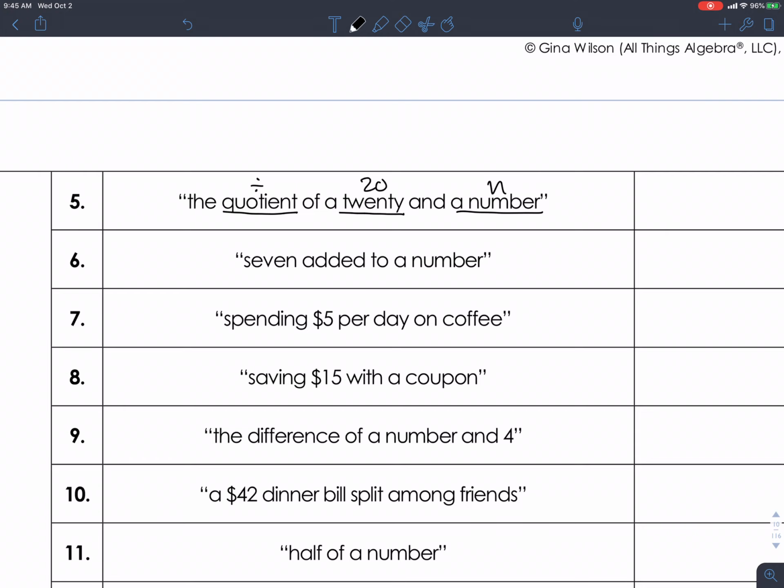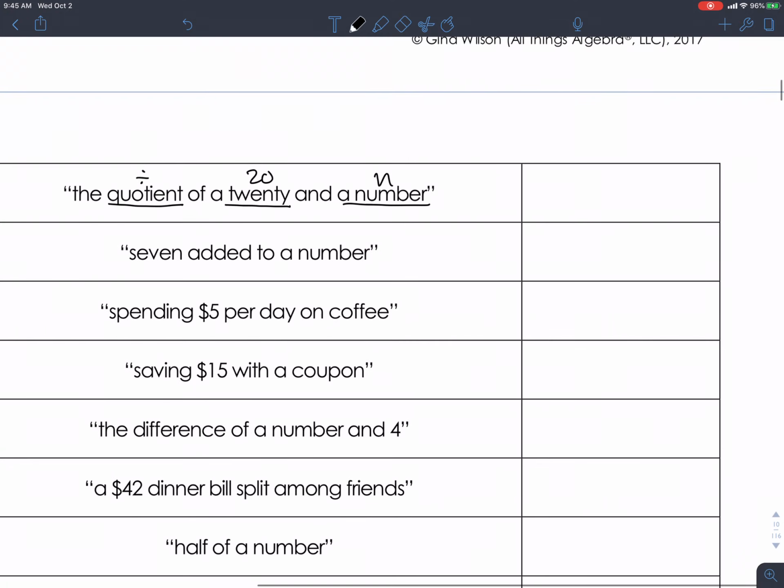So it's 20 and a number, so I'm going to write them in order because there's no turnaround words or anything. So it's 20 divided by n. Or you can write it 20 over n. This is probably the preferred way. We're not going to be writing division like this too much more. Everything is going to go to that preferred way, 20 over n. Because remember, fractions are little division problems. So you should get used to writing it as 20 divided by n, 20 over n, so it looks like a fraction.